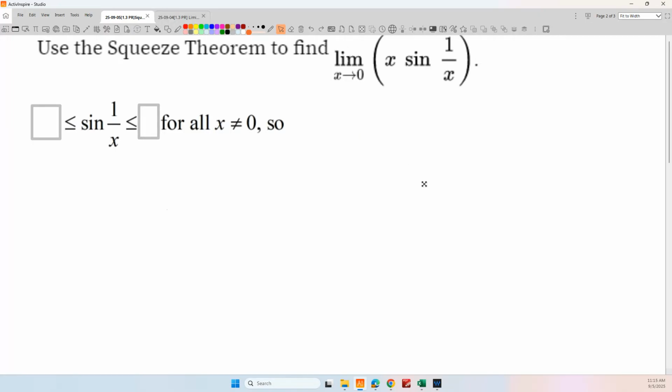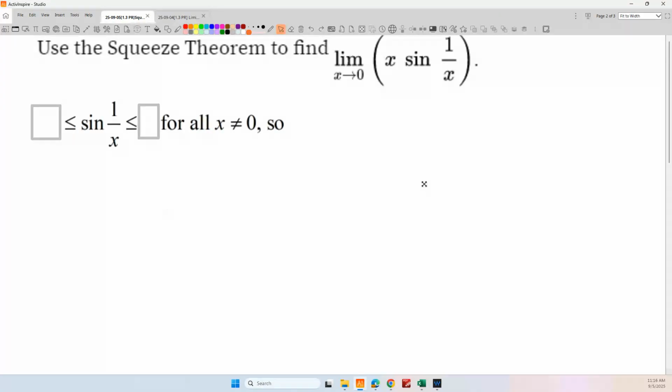All right, so how could we do something like this? Use the squeeze theorem to find the limit of x times the sine of 1 over x as x approaches 0. Wouldn't it just be x is less than or equal to the sine of 1 over x, and then just x in both blanks? No.